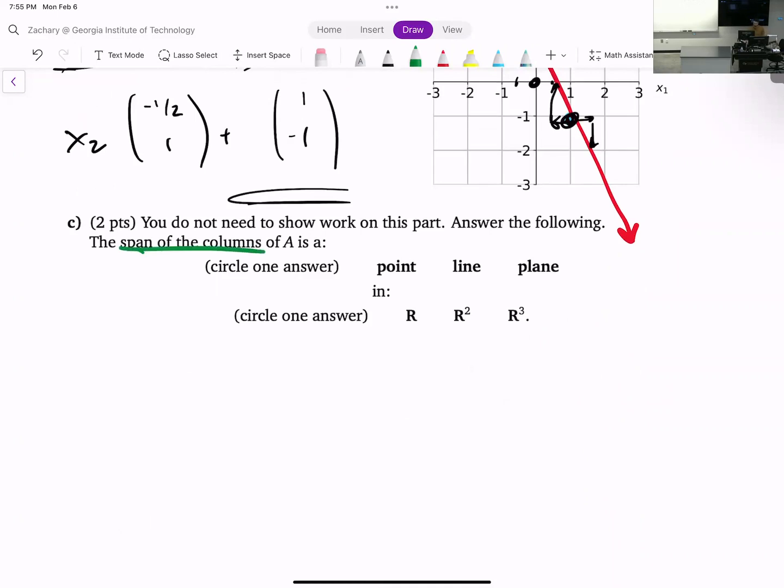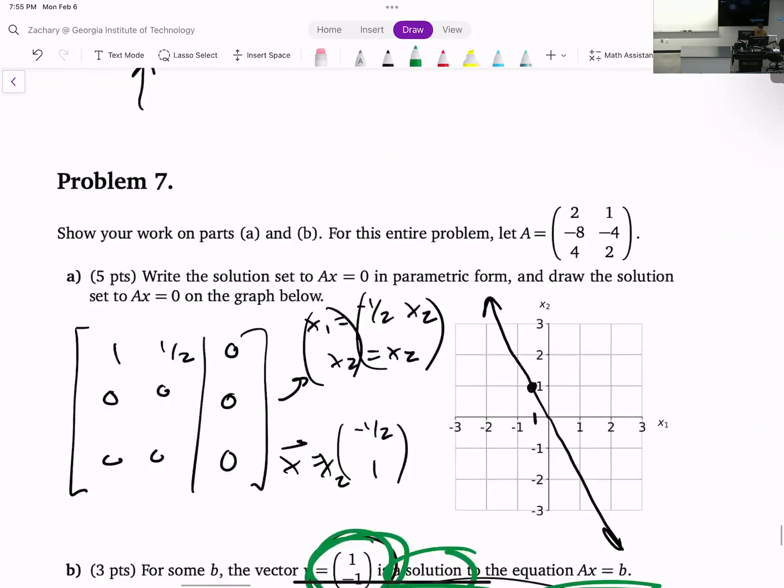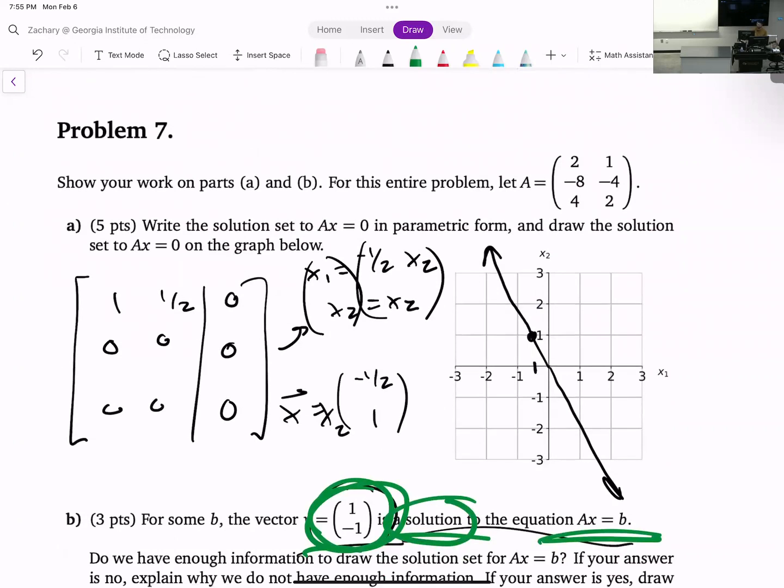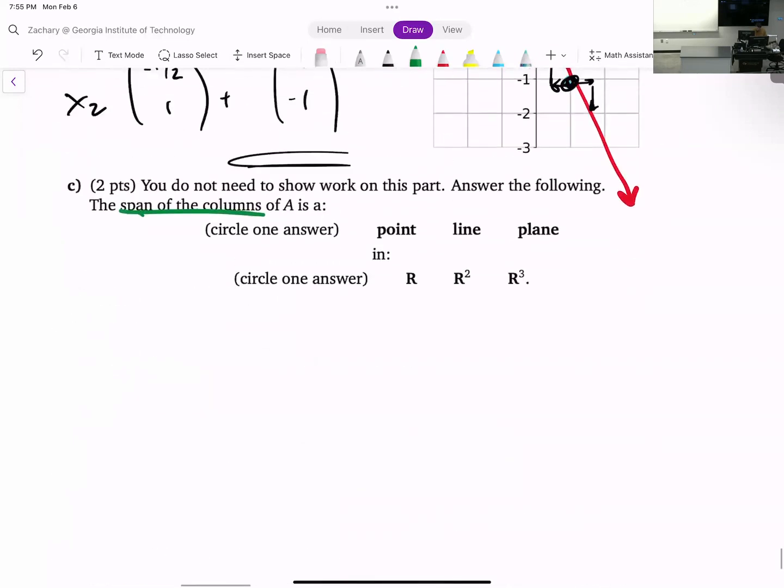Okay. So for the last part, answer the following about the span of the columns of A. How many free variables do we have? We decided that we had 1 because our solution set was a line. So we have 1 pivot. That means our span is a line in this last part.